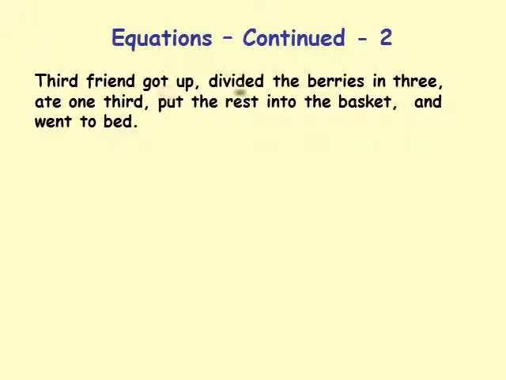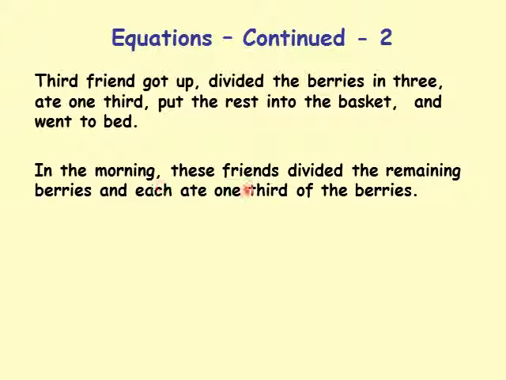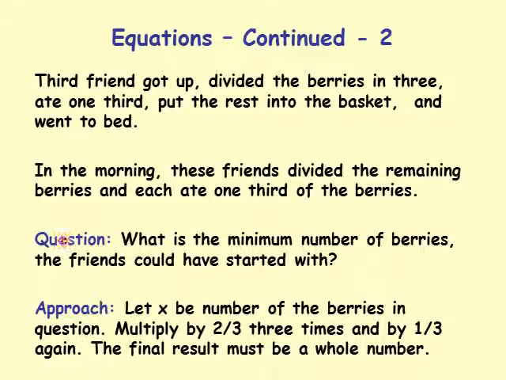Now, the third friend got up, divided the berries in three, ate one third, put the rest into the basket, and went to bed. So he ate one third and put two-thirds back into the basket. In the morning, these friends divided the remaining berries, and each one ate one third of the berries. Okay, so let's see what we're trying to do. The question is, what's the minimum number of berries the friends could have started with?